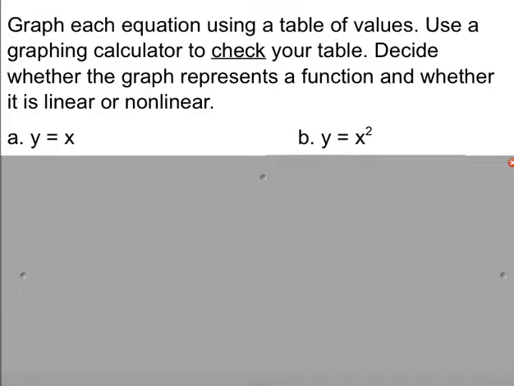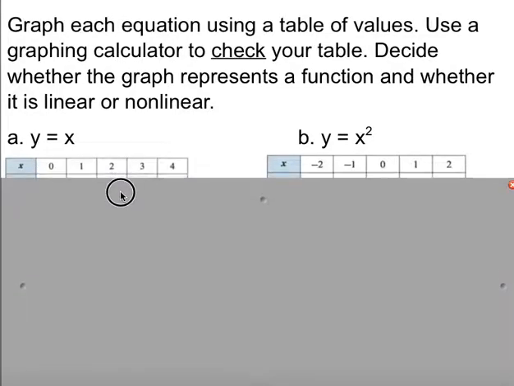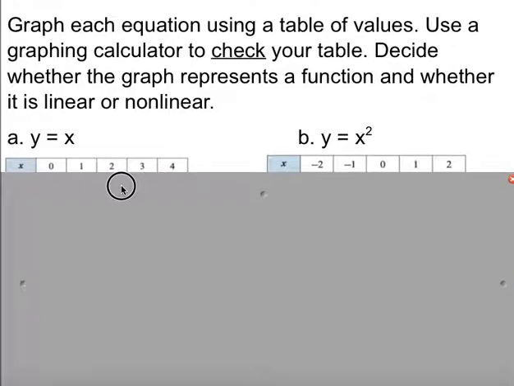Okay, so graph each equation. You can check it on a graphing calculator if you would like, and we need to decide whether it represents a function or not, and whether it's linear or nonlinear. Our first one is y equals x, the other one is y equals x squared. If we have all of these different values for x, what is y? In this first one, if x is 0, y is 0. If x is 1, y is 1. If x is 2, y is 2, and so on.